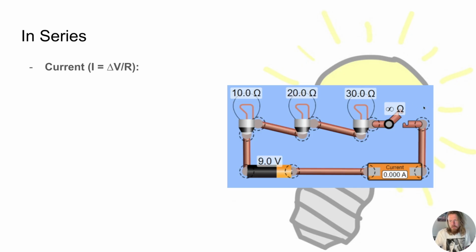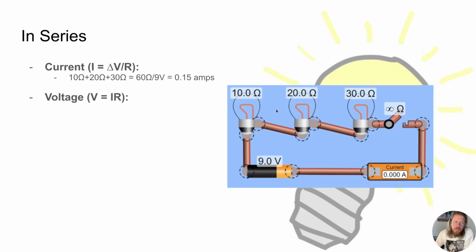Current I equals voltage divided by resistance. In an in-series circuit, you add all of the resistors together, 10, 20, and 30, giving us 60 ohms, and you divide the voltage provided by the battery by that, which gives us a current of 0.15 amps.